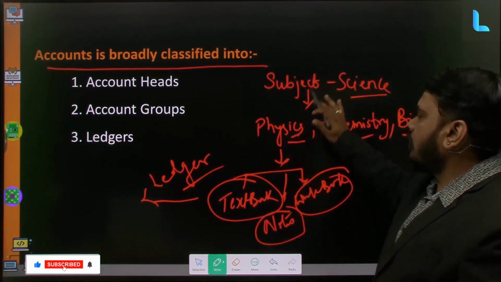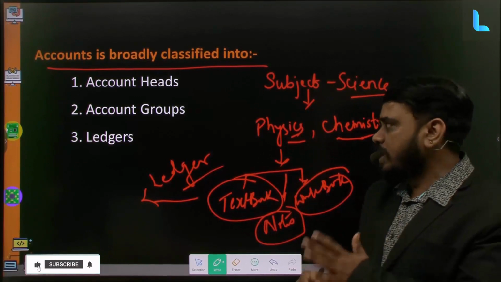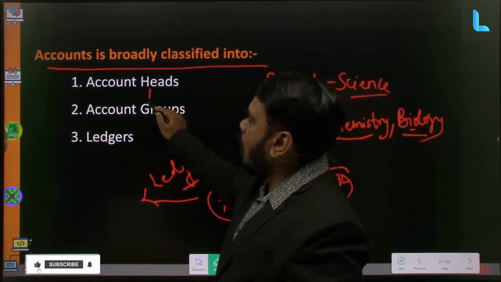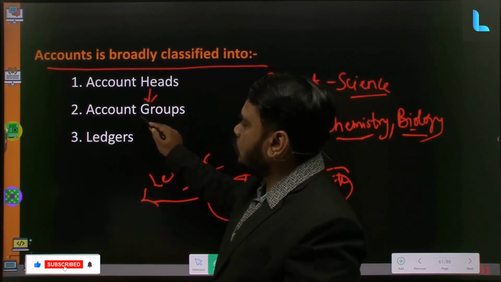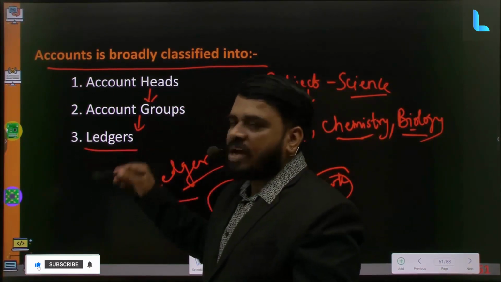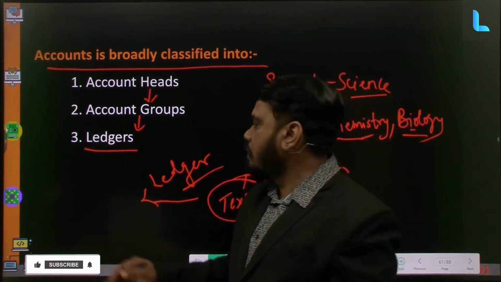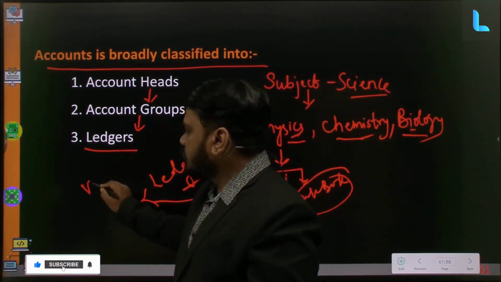Okay, see, I have explained this concept of subject, topic and book to make you understand how account head leads to account groups and account groups lead to ledgers, and a ledger is actually the book where the transactions are recorded. And how is that transaction recorded? With the help of vouchers.